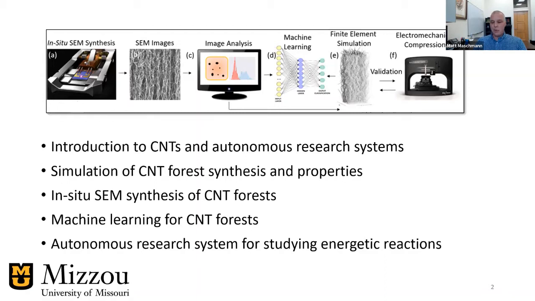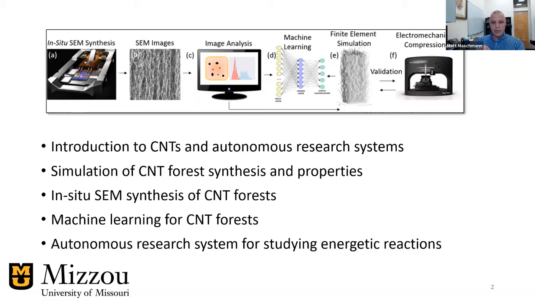Overall, what we want to do is create a system that can conduct research for us without the user in the loop. By that, I mean a system that can conduct experiments, whether physical or numerical. As it conducts experiments, it'll learn from them and march towards some sort of objective function that we give it.